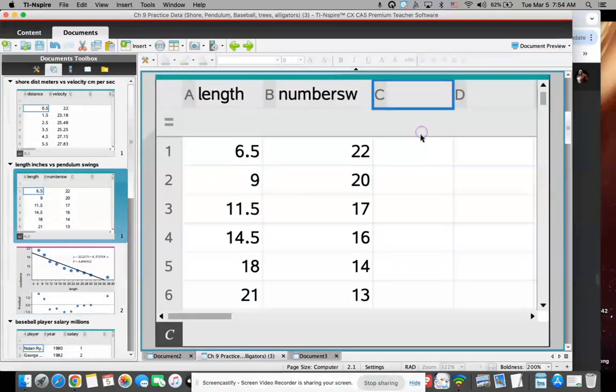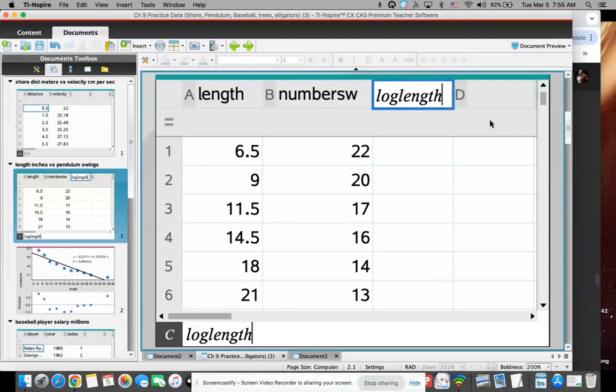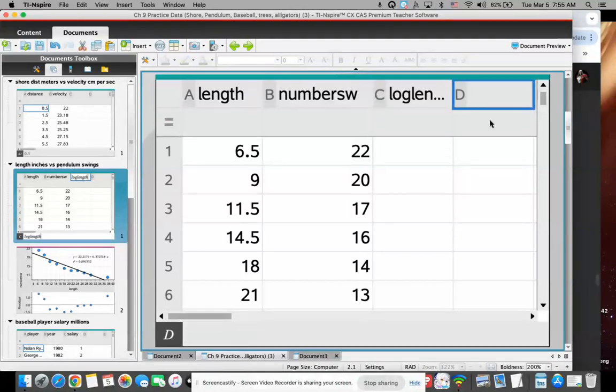We already talked about I should go down in the powers. So up here, I'm just going to say log of length. And be careful. You see how when I type in log, it recognizes that? Well, that's because it's a calculator function. So you can't just call something log. Can I call it log of? I'll call it log of length. Okay, and then I'm going to call this log of swings, maybe log swing.